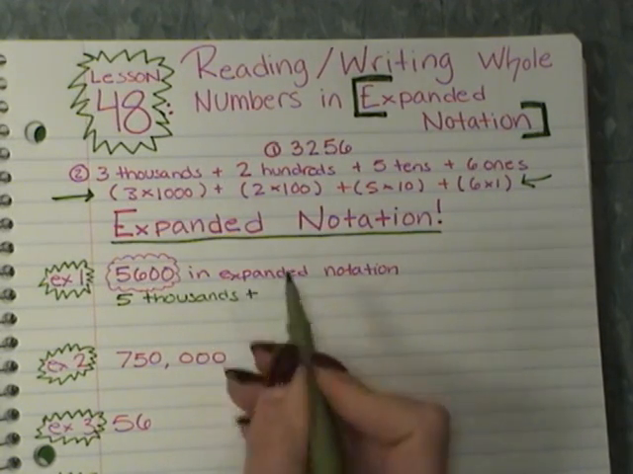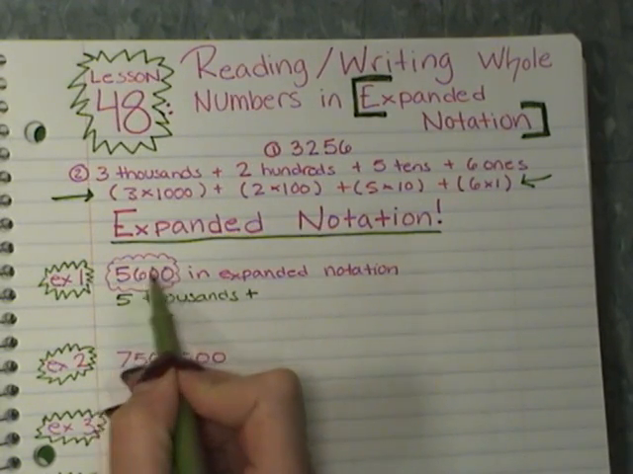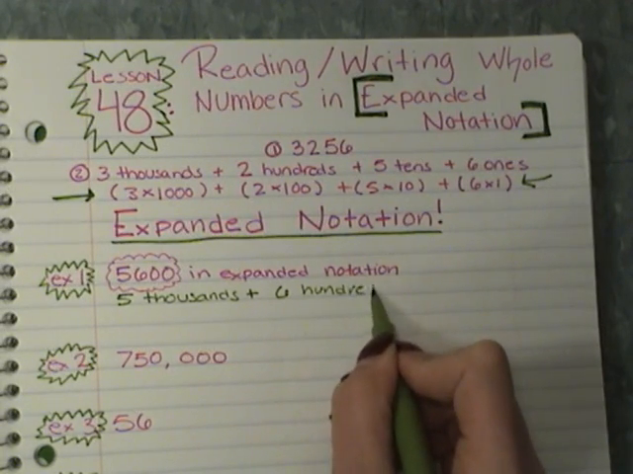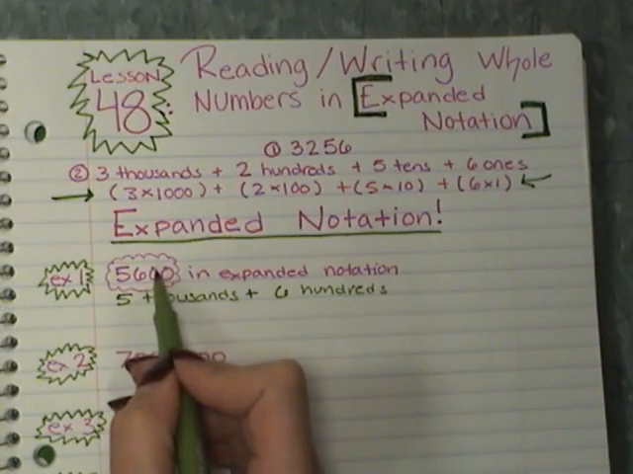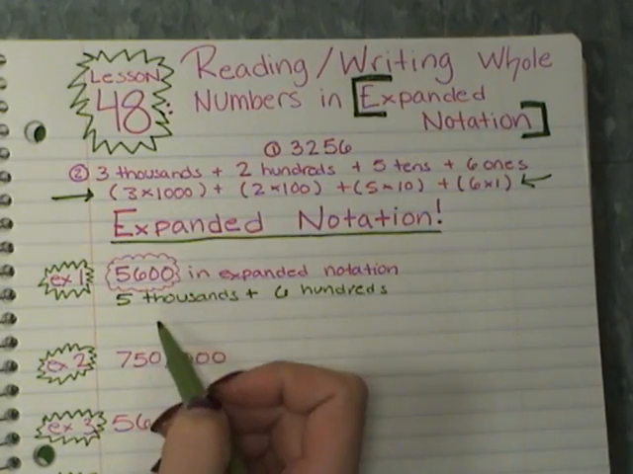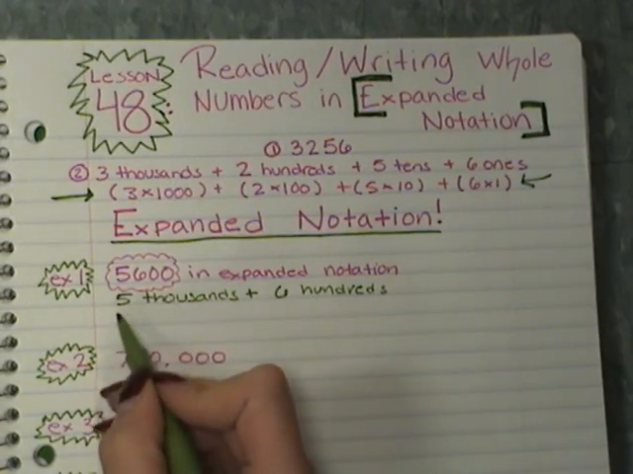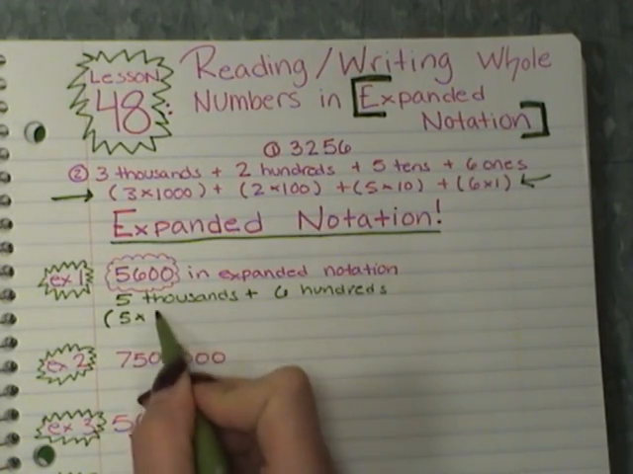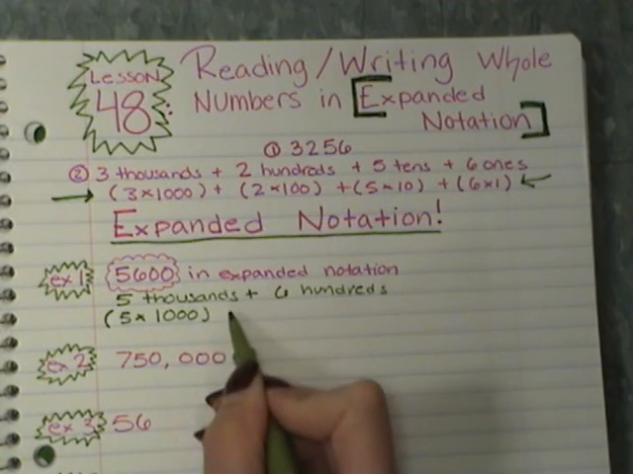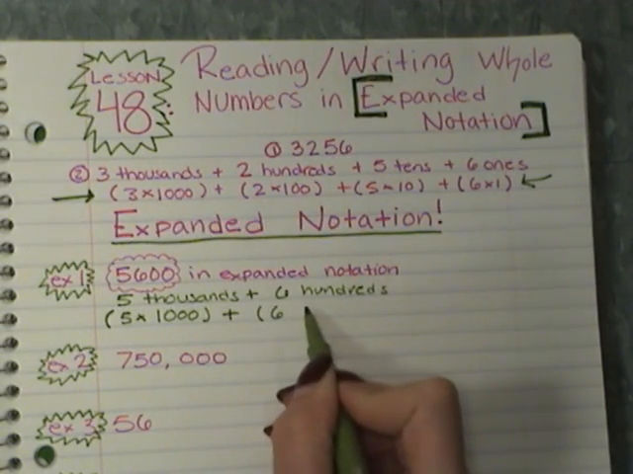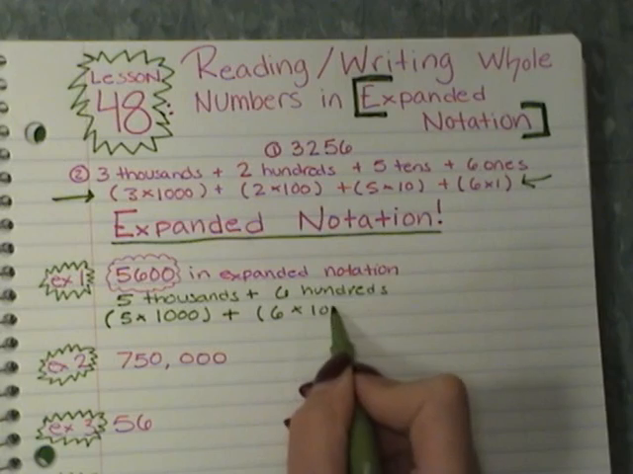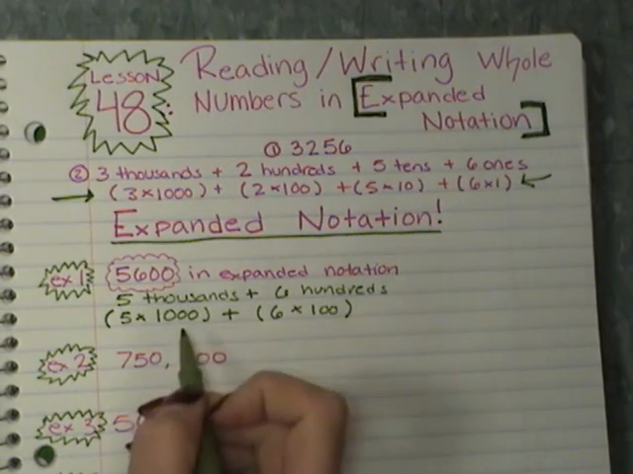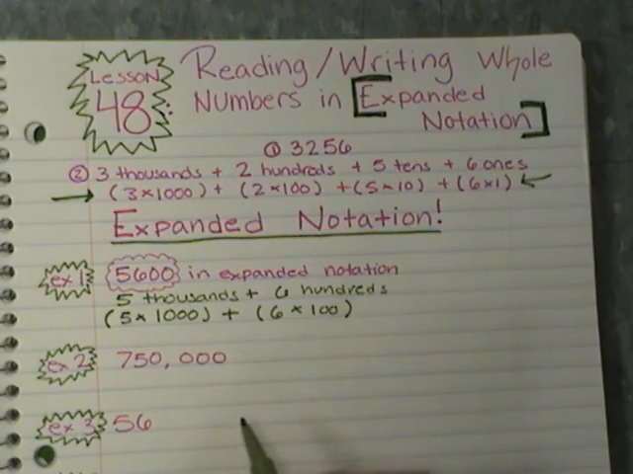And what do I need to add it to? The next number is 6, and I have hundreds. Now, do I have anything left over? Do I have any tens? No. Do I have any ones? No. So I don't need to add that. So I have 5 times 1,000 plus 6 times 100. And that is my expanded notation. 5 times 1,000 plus 6 times 100.